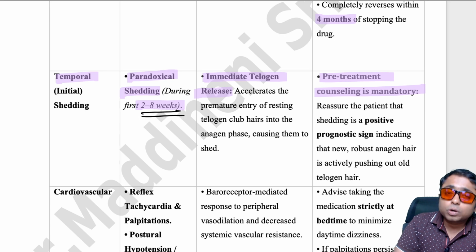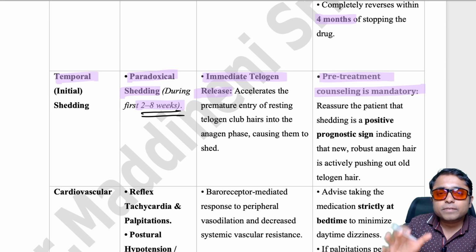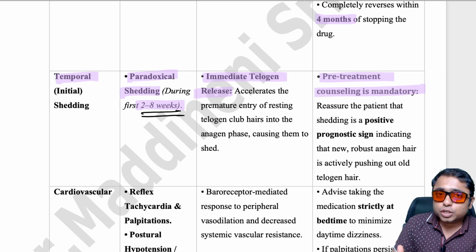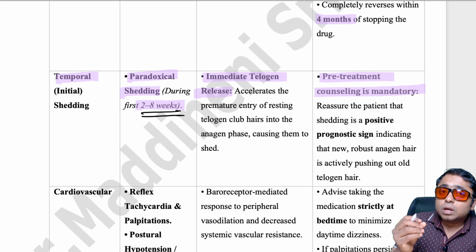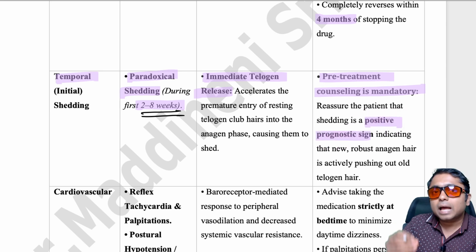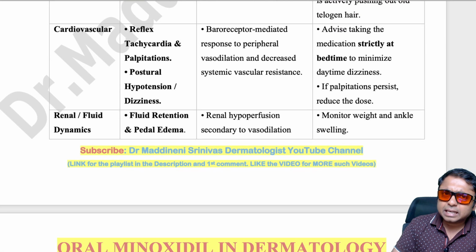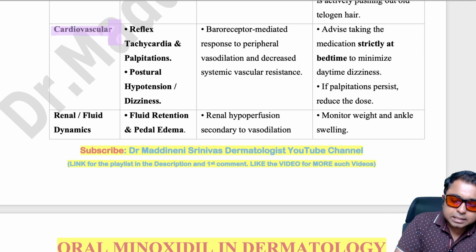So we should counsel the patient about this very important finding. Just like in isotretinoin, we can have the acne flare initially because of the initiation of the action of the isotretinoin. So likewise, this is also having this. Not only that, we should also tell the patient that this is a positive prognostic sign, indicating that actually the medication is working in the patient. Just like the isotretinoin, if it produces the dryness of the lips, we can say that it is actually working in the patient, right? Next is related to cardiovascular.